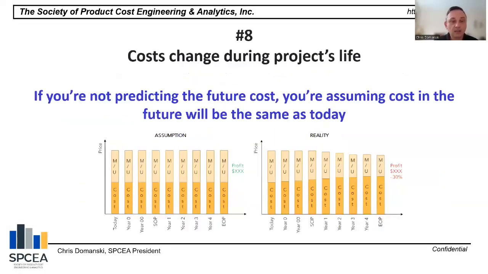Number 8, related to that, is also that costs change during project life. They're not static.